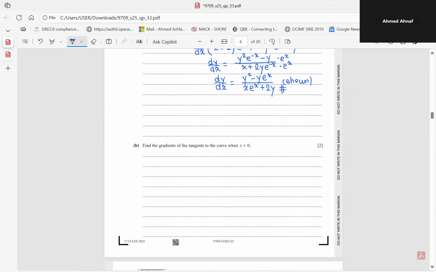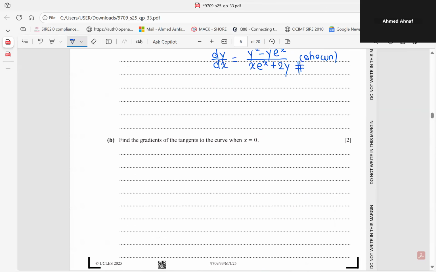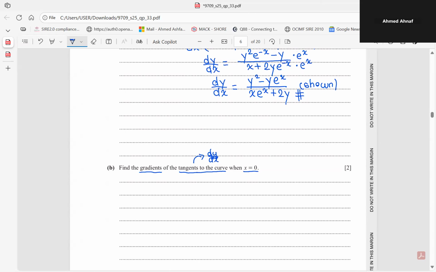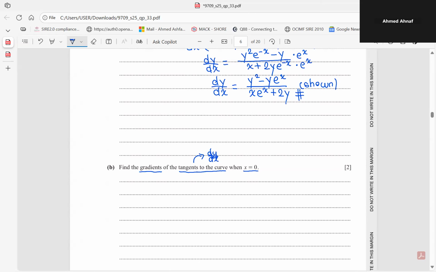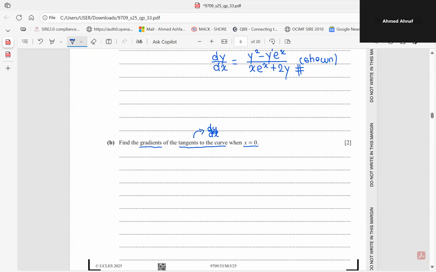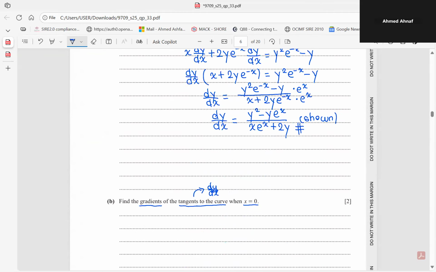Let's head on to the next part. Now we're going to find the gradients of the tangents to the curve when x equals 0. Whenever you see the word tangent, you should know that the gradient of the tangent always represents the gradient at whatever point it's touching. So for this, you have to find your dy/dx. However, our dy/dx is also in terms of y, so we have to find the corresponding y value first by substituting into here.